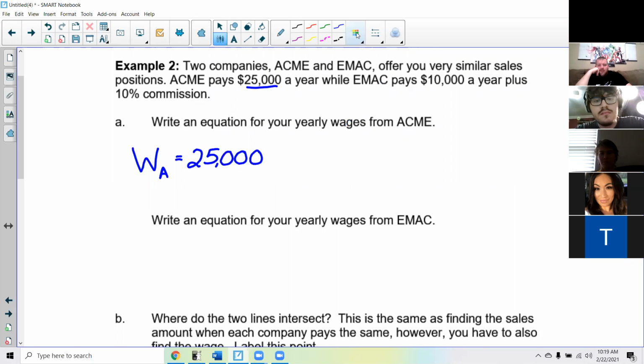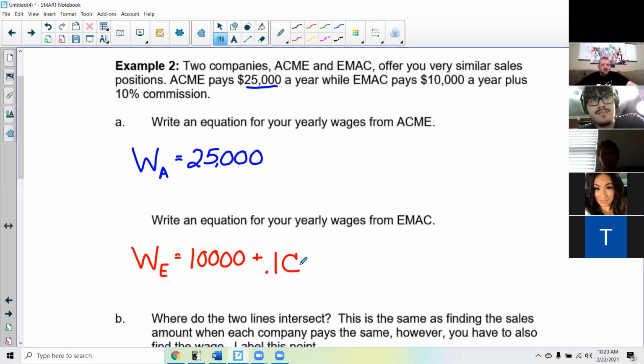Okay. Now Emac is a little more interesting. Wages for Emac. So that at Emac, I get $10,000 a year plus 10% commission. So 10% of whatever I sell. So 10% is going to be 0.10 or 0.1 times whatever you sell. You can pick any variable you want. Let's just call it C for commission. Doesn't matter. So I'm going to get $10,000 plus 10% of whatever it is that I sell. Any questions on those two equations?